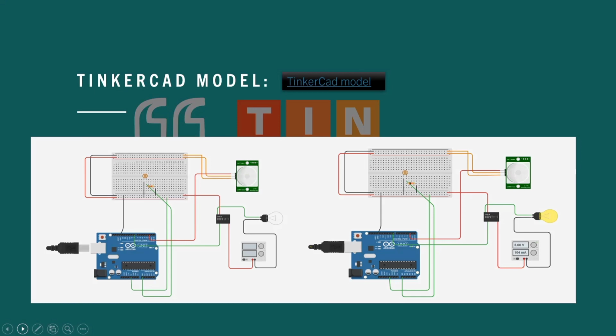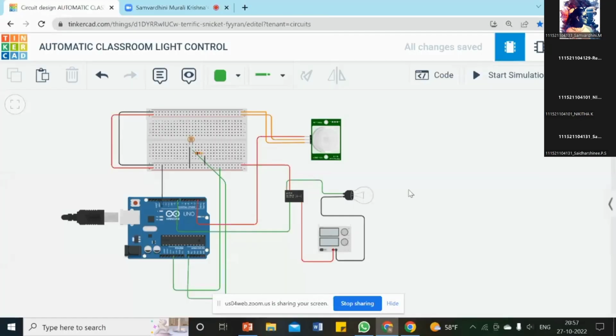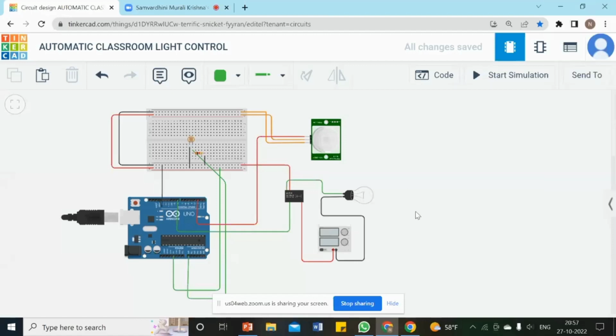So let us see the simulation of this project. Here is the simulation which has been prepared by us. Here we have used a PIR sensor, which my friend told about earlier, and a bulb. One terminal is connected to the relay and another is connected to the power supply. We have used the Arduino Uno board to make such connections. During the presence of people inside the classroom, we can vary the frequency of this PIR sensor such that it can detect the presence of all the students in the class.